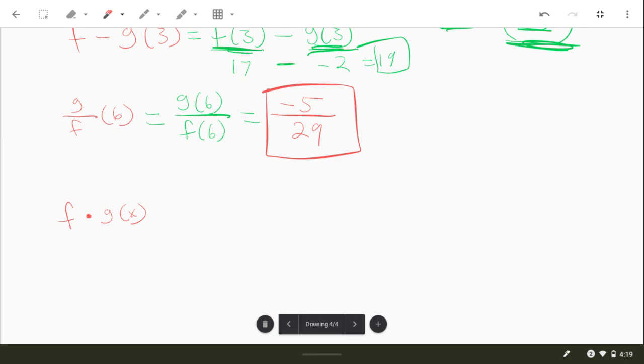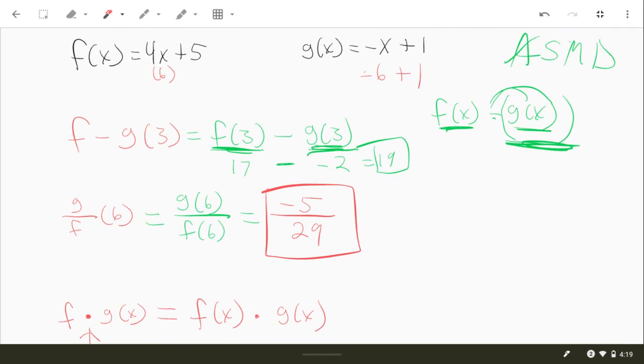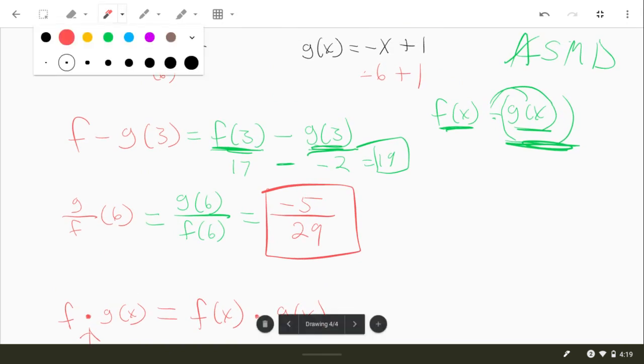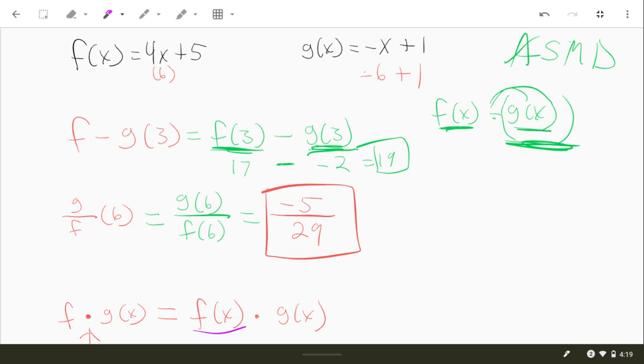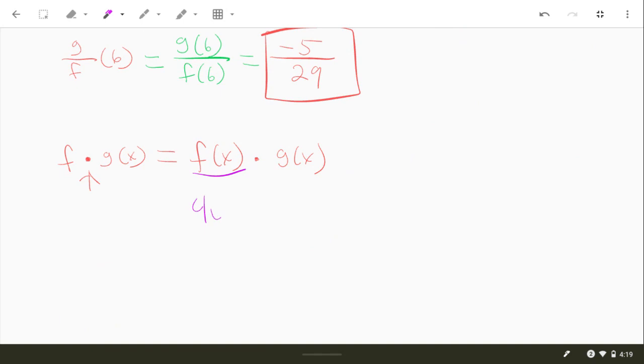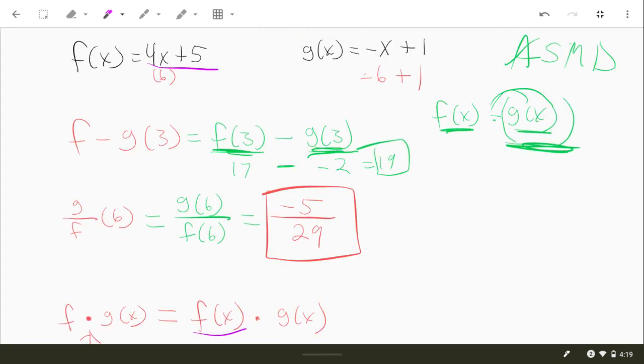All right. F, this is a times symbol, not that composition one. We're doing f times g of x. This can be rewritten as f of x times g of x. All right, and now here's where we're going to have to do that substitution part. All right, f of x is literally equal to 4x plus 5. That was in the definition. So I'm going to write 4x plus 5 with the parentheses times, and then g of x is literally equal to negative x plus 1. They tell us that in the beginning.